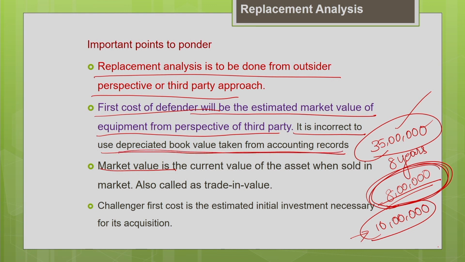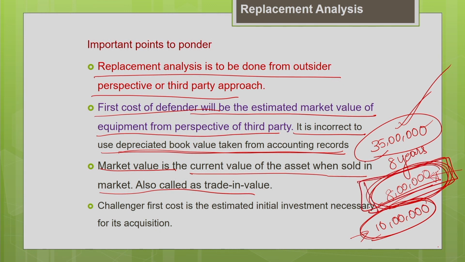So, what we have to use in the replacement analysis is only the current value of the asset when sold in the market. It is called the market value or the trade-in value. That is the only thing important in the replacement analysis. So, you should forget about the initial cost and the estimated book value. You should only consider the current market value or the trade-in value of the machine. That is the only thing important for the defender. So these are the important things you should keep in mind while doing the replacement analysis.